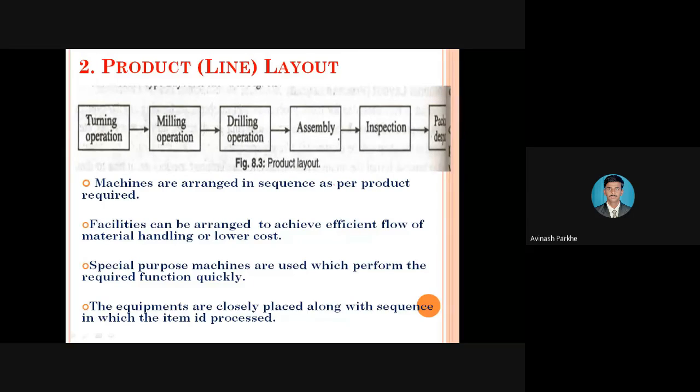Like that, we have to set the sequence of operations, and according to the sequence of operations, we have to set the sequence of machines. And if I set all those particular machines in the proper sequence as per the requirement of the product, that particular layout is called a product layout. The facilities can be arranged to achieve an effective flow of material handling at lower cost.